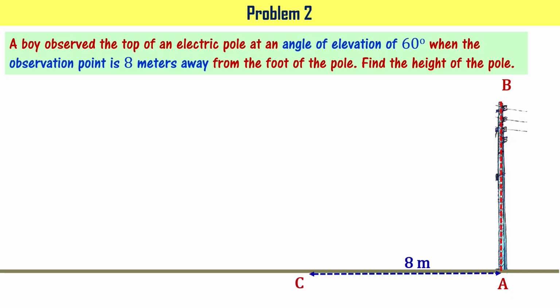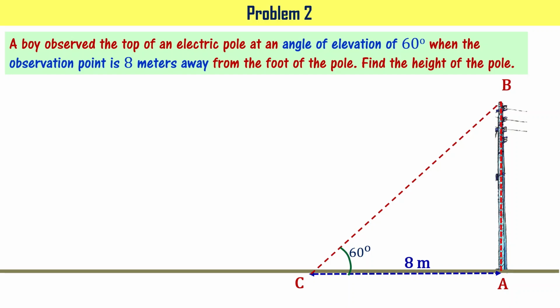And the person is standing 8 meters away from the foot of the pole, and the position of the person is denoted using letter C. Now if I connect B and C, that is called line of sight, right? It makes an angle 60 degrees with the horizontal level, that is AC. That angle is called angle of elevation, and that is 60 degrees, right?